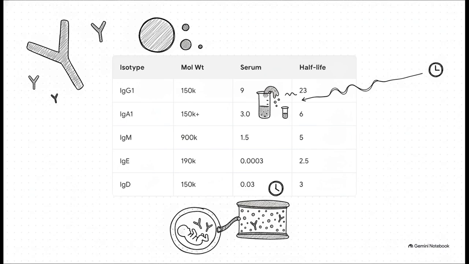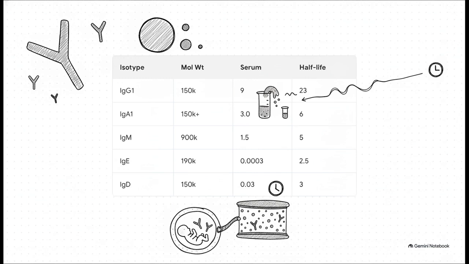Let's look at molecular weight. We start at 150,000 for IgG, IgD, and some IgA, then step up to 190,000 for IgE, and hit a massive 900,000 for IgM. In terms of normal serum levels, well, IgG absolutely dominates. If you combine its subclasses, it makes up an incredible 65 to 70% of our total serum antibody levels. IgA sits around 3 to 3.5 milligrams per milliliter, IgM at 1.5, and IgD and IgE, they just exist in tiny trace amounts at 0.03 and 0.003 respectively.